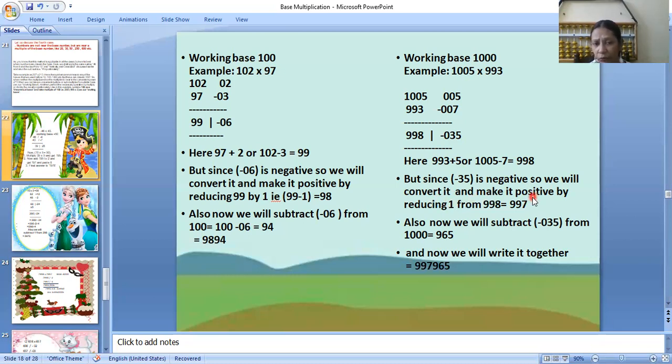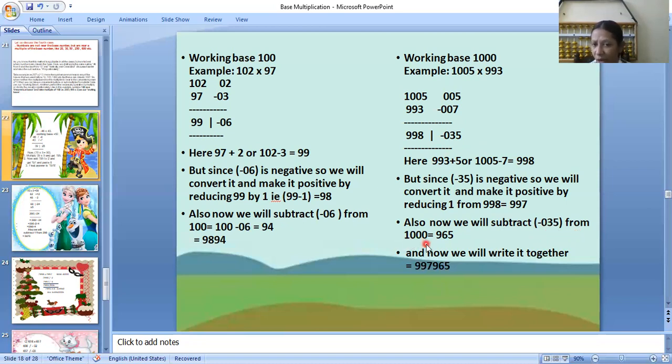How have you done it? You just look at the previous example, how you have made it positive by reducing 1 from this number. This is 998. So what will you do? 998 minus 1 equals 997. Okay. Now also in the previous question, you have seen how you have done the conversion of this number. So also you will subtract this minus 05 from the base.